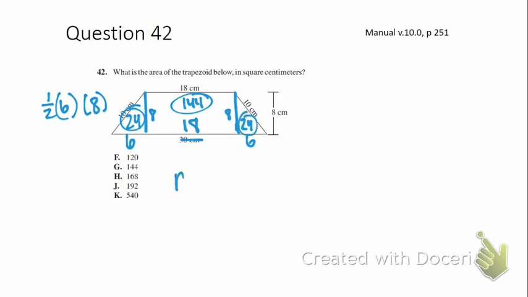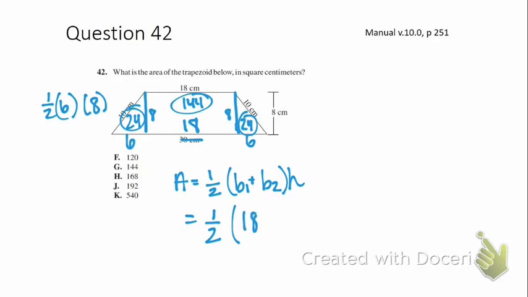If you wanted to use the formula for the area of a trapezoid, it's 1/2, what is it? Base 1 plus base 2 times height, I believe. So in this case, it would be 1/2, and then you'd add your bases together, the bottom and the top, so 18 plus 30, and then your height is still 8 here. That does give us the same answer. Either way, you should get 192.